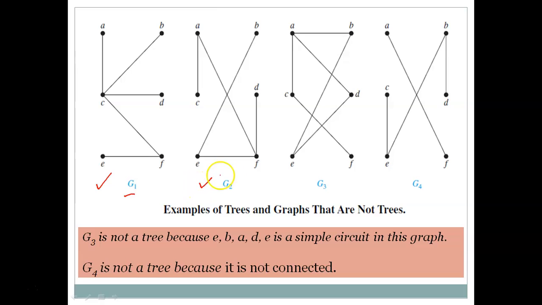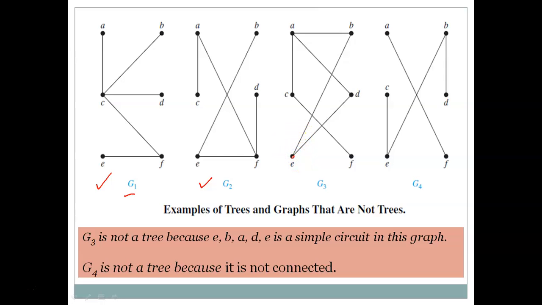Now let us look at G3. In G3, I can see that this is an undirected graph. There is no direction. And definitely it is a connected graph. From any vertex you start and you can reach any other vertex. You can try this. Now the next thing, whether there is any circuit. Yes, there is a circuit.